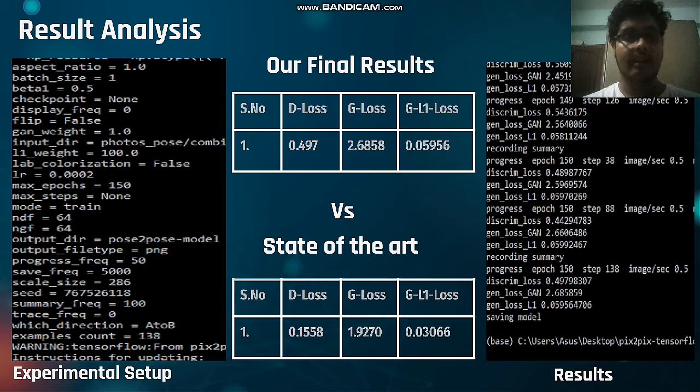And coming to our final results, with 150 epochs and with 138 images as input, we were able to generate a decent amount of loss. For the discriminator loss, it's around 0.49. For generator loss, it's around 2.68. And for the generator L1 loss, it's around 0.5956, which is closer to the state-of-the-art model.